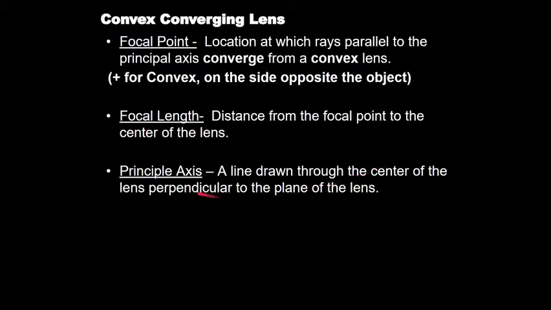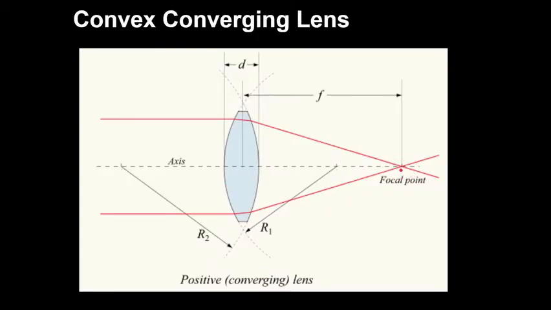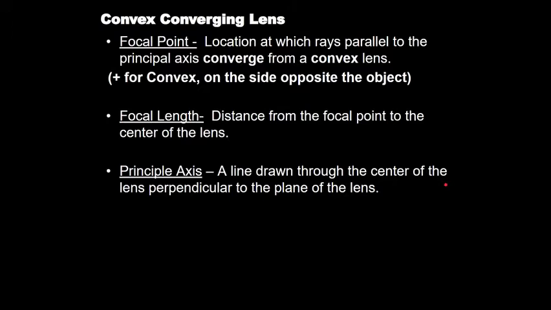The focal length will always be positive for convex lenses, and it is on the side of the lens opposite the object. So if your object is over here, which is where these light rays are coming from, the focal point will be on the opposite side of the lens from the object for a convex lens. And then this focal length will be a positive value. So these are known as sign conventions. So you'll need to keep track of some of these sign conventions. So focal length, distance from the focal point to the center of the lens, is a positive value for convex lenses.